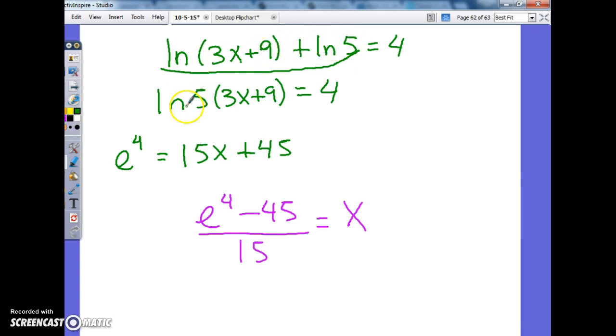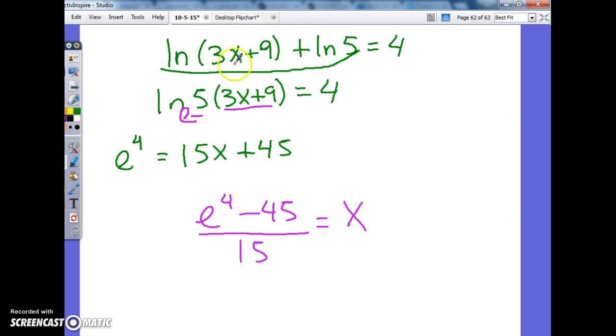Remember, when we multiply common bases, the exponents we add. So log of 3x plus 9 plus log of 5 is rewritten as a single log of 5 times 3x plus 9 equals 4. Notice it's only a log on one side. So here we've got all the components we need: I've got a log, a base, and an exponent, and so I've got e to the 4th equals this.